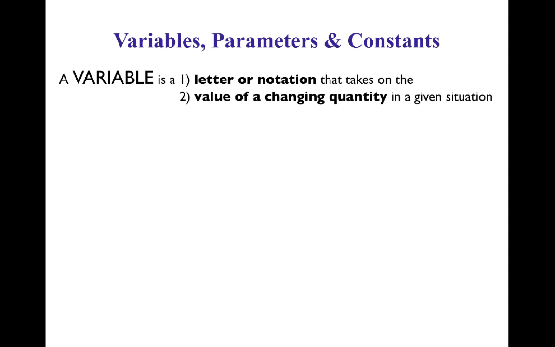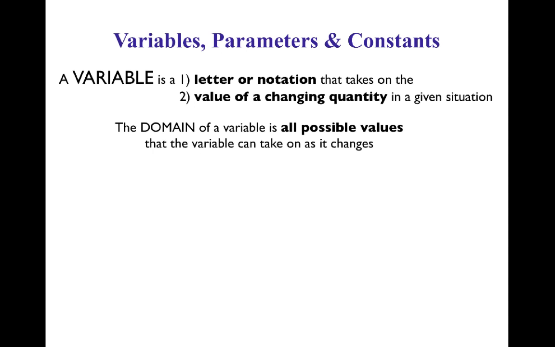But primarily, it's a letter or some kind of symbolism for taking on a value of a changing quantity in a given situation. So two aspects to a variable. It's a letter or some type of combination of symbols, and that letter or that symbol takes on the value of a changing quantity in a given situation.